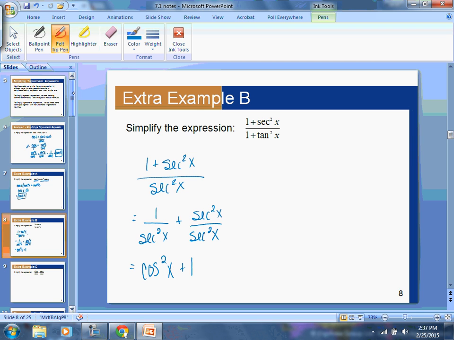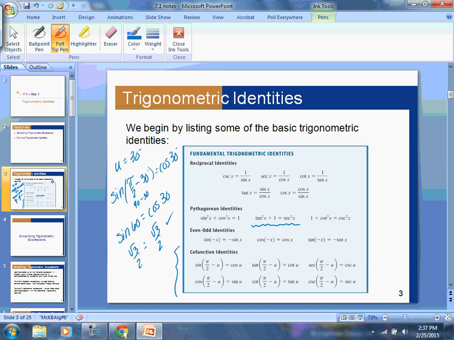Now, we do want to double check those Pythagorean identities again. Let's see, sine squared plus cosine squared equals 1.